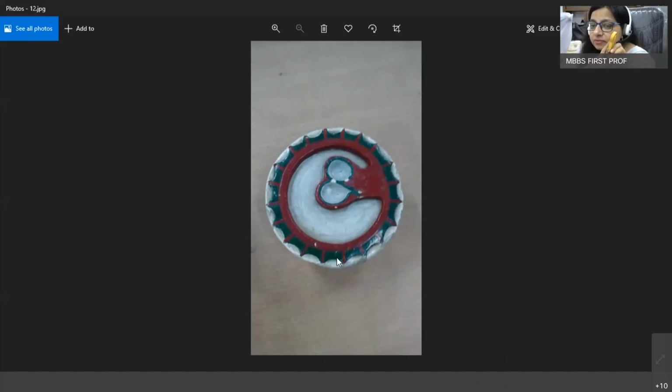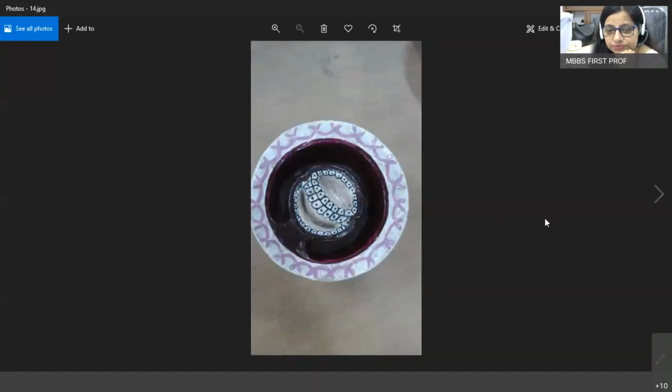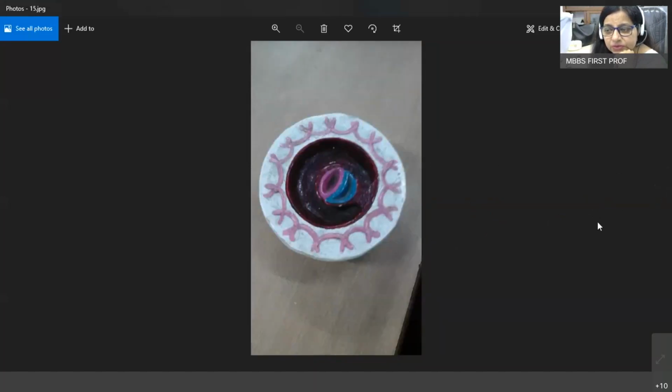Okay? Clear? Is it clear to everyone? Yes. Okay, now this is another model showing the same thing. The same chorionic villi are there. A similar one.